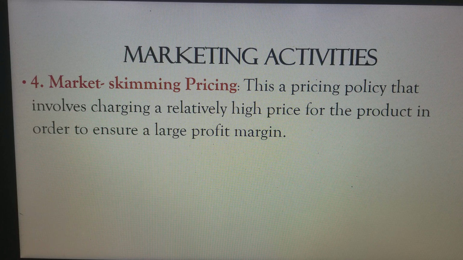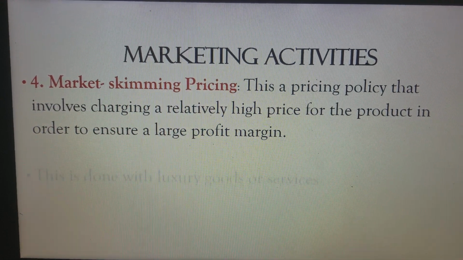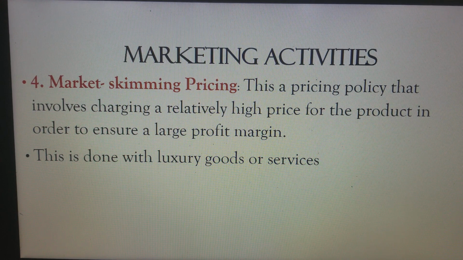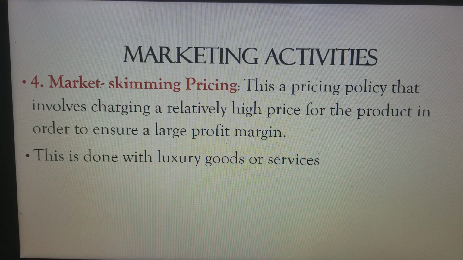The fourth type of pricing would be market skimming price. Now this is a pricing policy that involves charging a relatively high price for the product in order to ensure a large profit margin. I wonder why I do that. You're just coming out with the product, but you're going to make it be so expensive, yes, to ensure that you make a large profit margin at the outset.